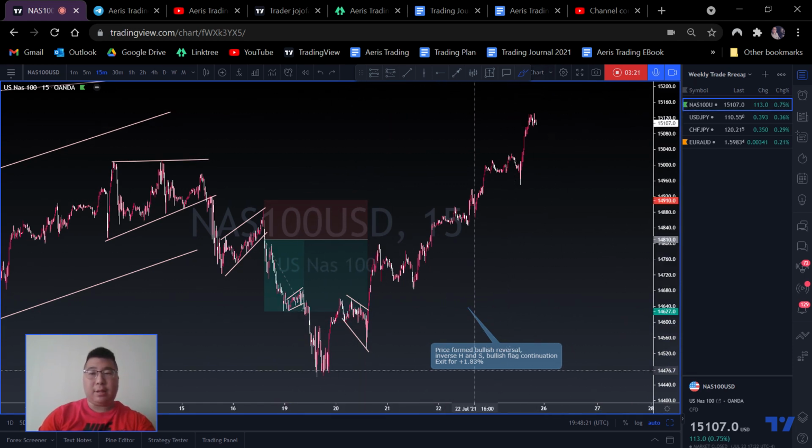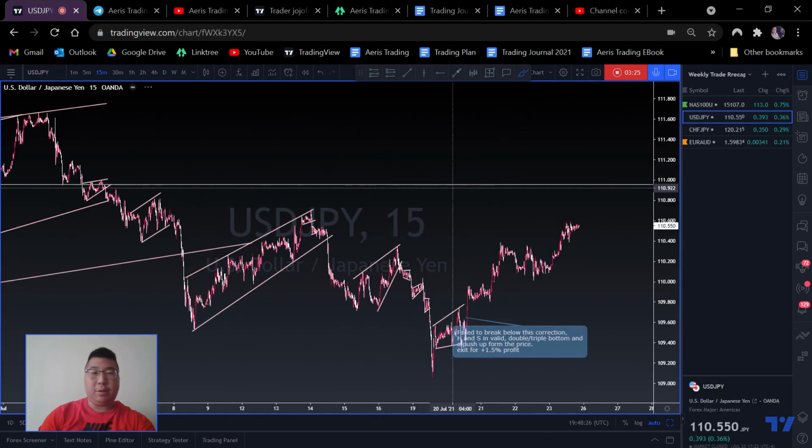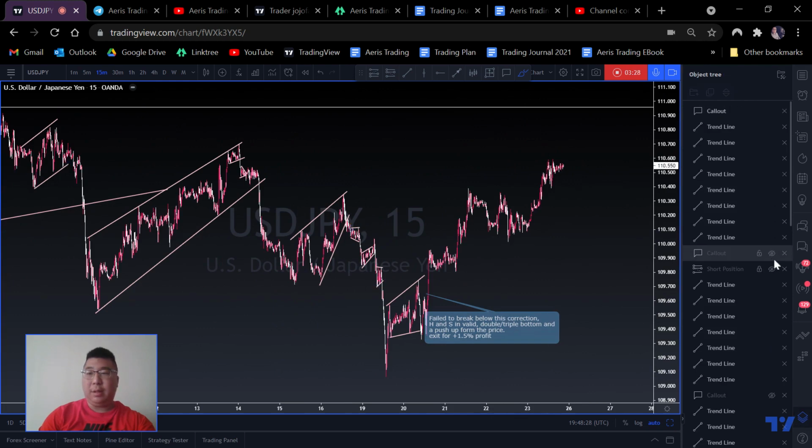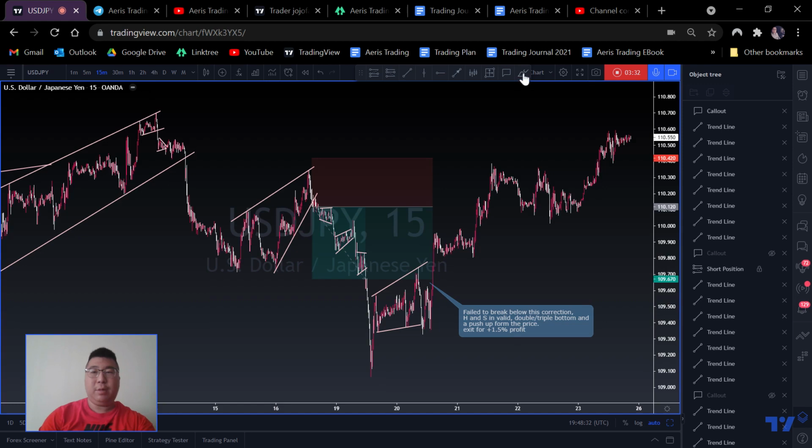So that is NASDAQ exit for about 1.83%. Let's look at dollar yen. So dollar yen was also a trade that I closed down. Let me just grab the short position now. So this is the short position I updated from last week.